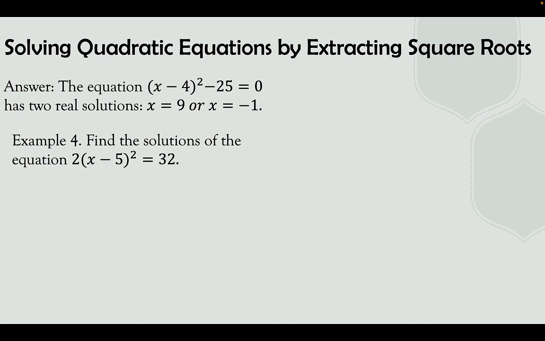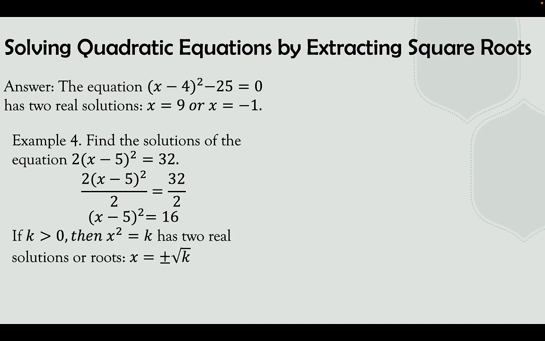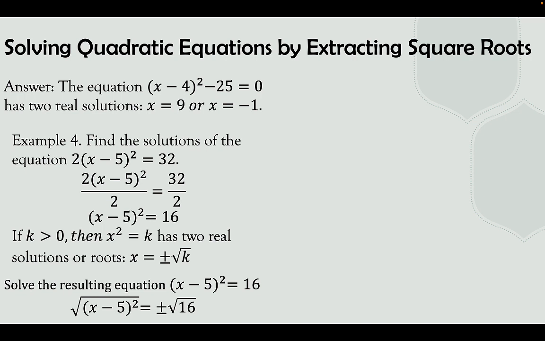Okay, example number 5. Find the solution of the equation 2 times x minus 5 squared equals 32. So we need to divide both sides by 2 to simplify the equation. So we have now x minus 5 squared equals 16. Since k is greater than 0, x squared equals k has two real solutions, and that is the positive and negative square root of k. Now we just need to square root both sides to eliminate the squared. So we have x minus 5 equals positive and negative 4.